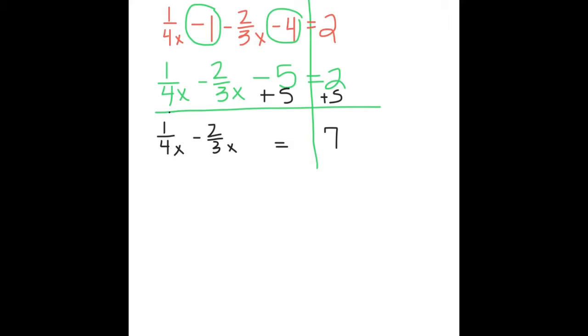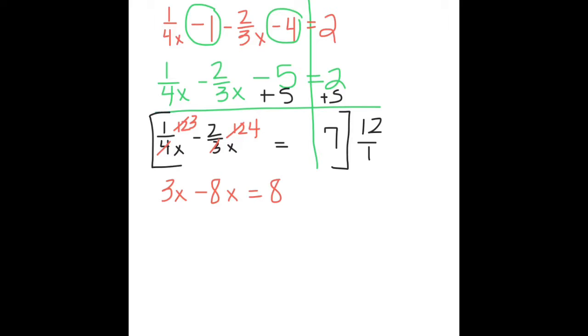Common denominator is 12. That means that I could multiply every single term by 12. When I multiply these by 12, 4 goes into itself one time, 4 goes into 12 3. 1 times 3 is 3x. 3 goes into itself one time, 3 goes into 12 4 times, 2 times 4 is 8. 7 times 12 is 84. 3x minus 8x is negative 5x equals 84.